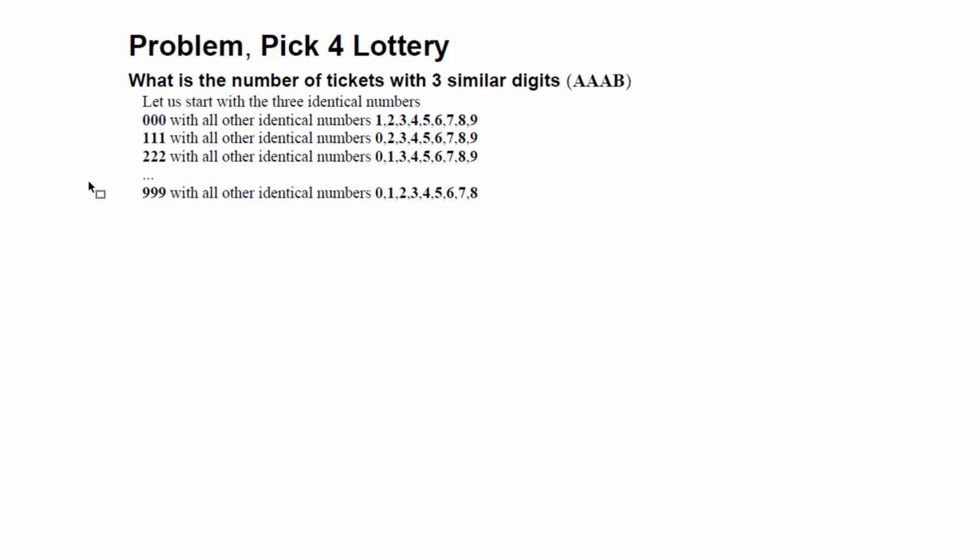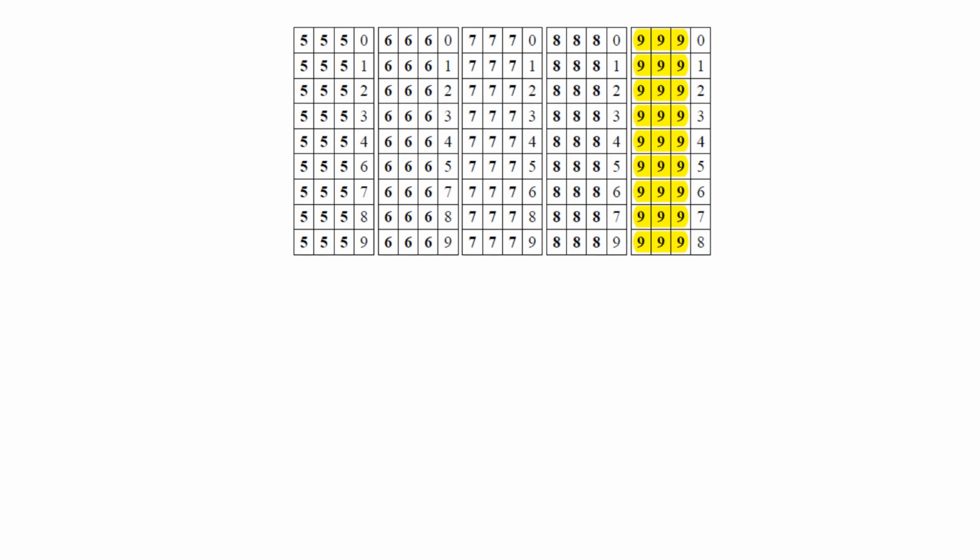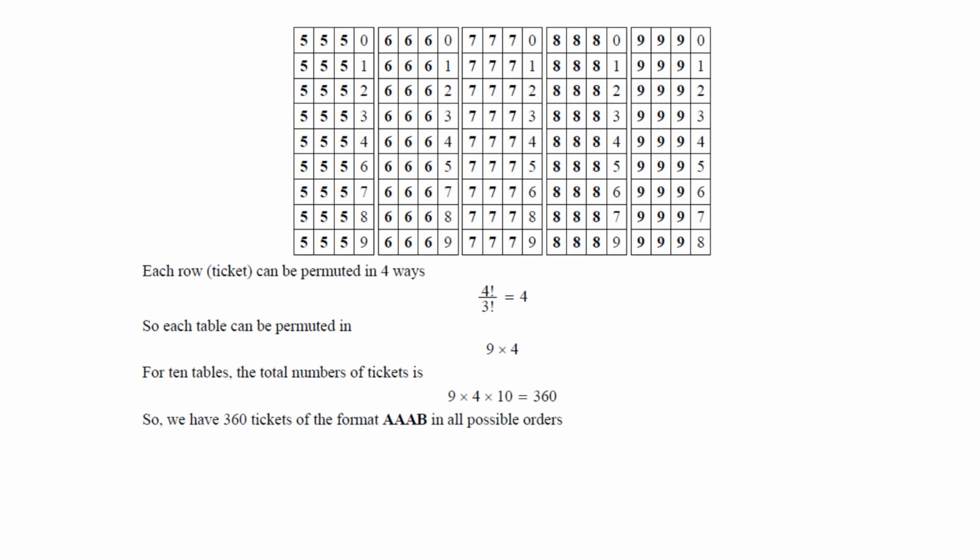And what do we get? We get all these tables here, and each table contains all these tickets, and each ticket can be permuted in how many ways? Can be permuted in 4 ways. So each table contains 9 tickets, and each ticket can be permuted in 4 ways. So we are going to get 9 times 4, which is the number of permutations per one table, and we have 10 tables. So 9 times 4 times 10, we end up with 360 tickets in the form of AAAB.